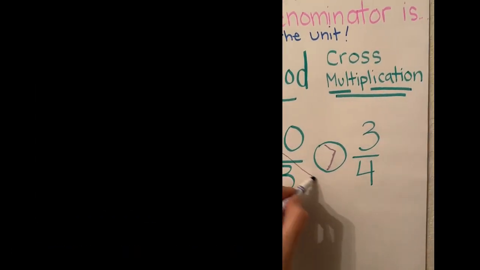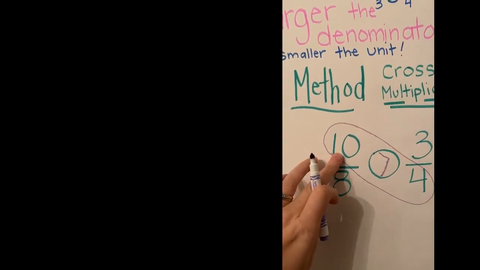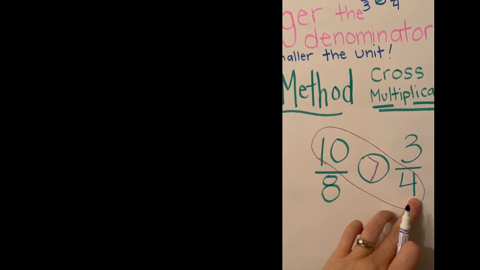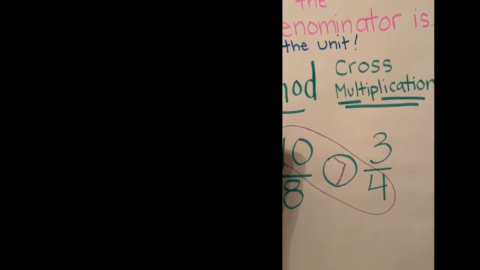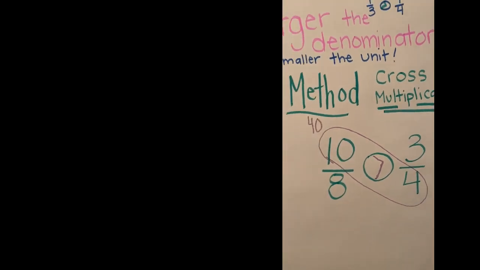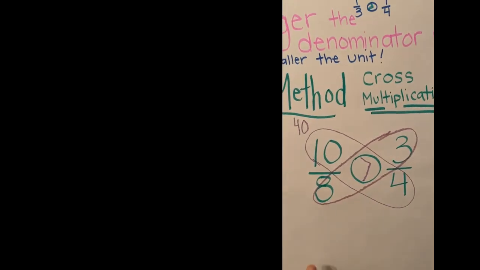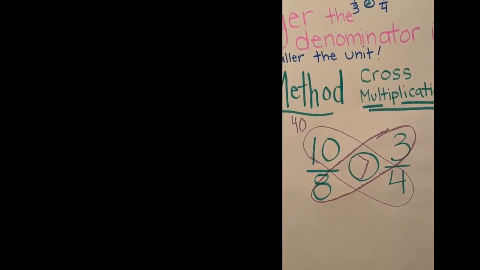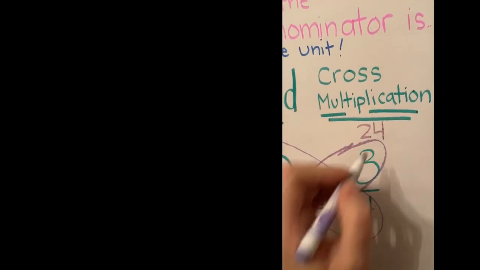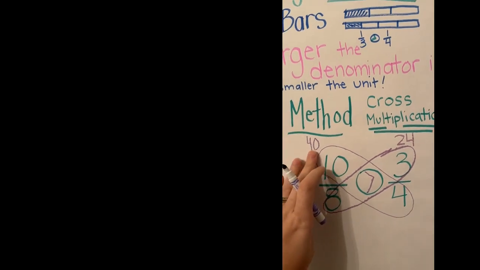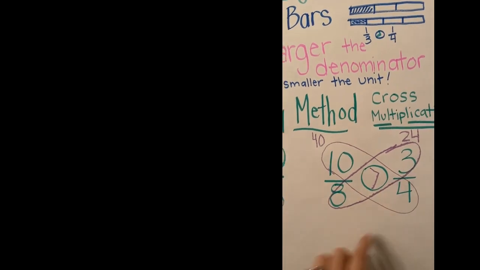But if you want to check it using the butterfly method, go ahead. I would multiply the numerator from the left side by the denominator on the right. So 10 times 4 equals 40. And then I'm going to go the other way to make my butterfly. 8 times 3 equals 24. So I'll put 24 up over here. And now I can clearly see 40 is a lot greater than 24. So 10 eighths is greater than 3/4.